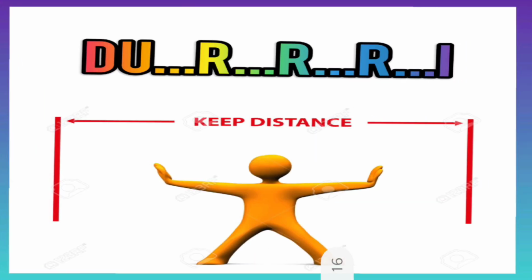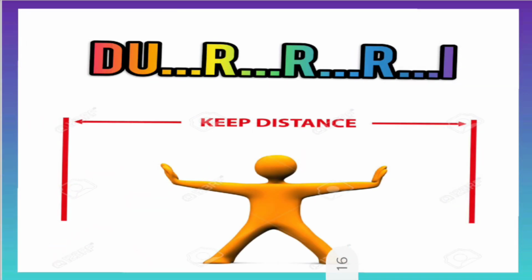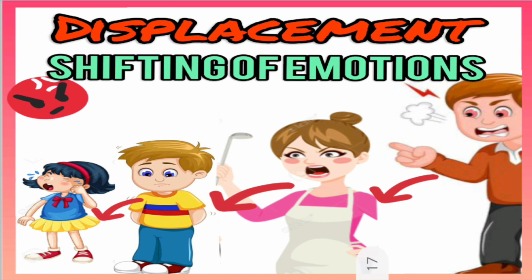So here also we have a mnemonic, and that is social distancing. Duri hai zaruri. So it is duri, D-U-R-R-I. I hope it's clear. We have D for displacement, U for undoing, R for repression, R for reaction formation, R for rationalization, I for intellectualization. I hope it's clear. Now let's see one by one.